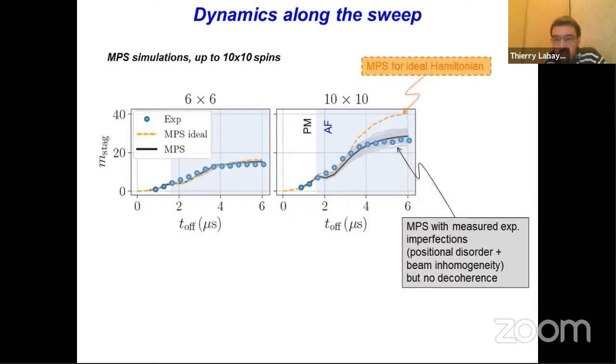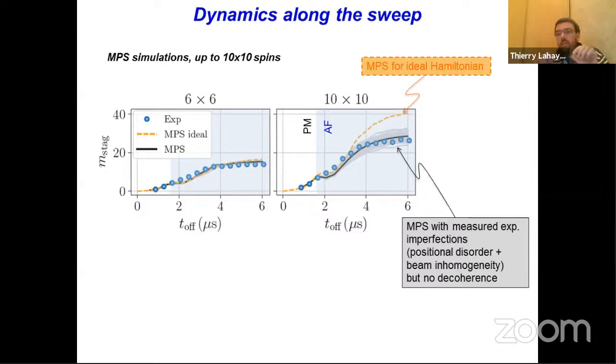And in fact, those simulations allowed us to really point out what the reason is for the discrepancy, what they had to put in the simulation. So the simulations are purely unitary. There is no dephasing, no nothing. What they had to put was the slight positional disorder of our atoms, which is due to finite temperature.